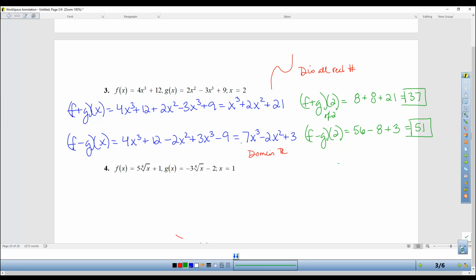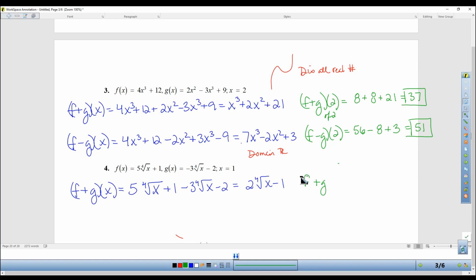And the last one in this section, f plus g. I hope that you're not even actually watching me anymore. You should be able to do this on your own. 5 fourth roots of x. You'll notice I started to write it wrong. Make sure that that 4 is really small and that it's clear what you're doing. Plus negative 3 fourth roots of x minus 2 gives us 2 fourth roots of x minus 1.